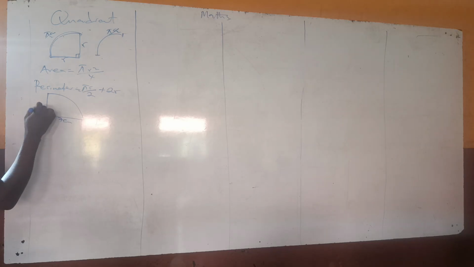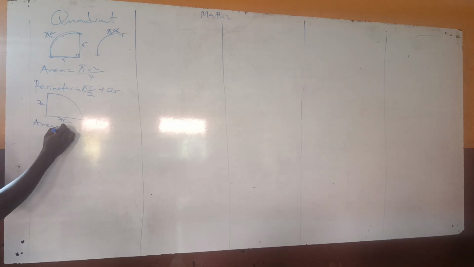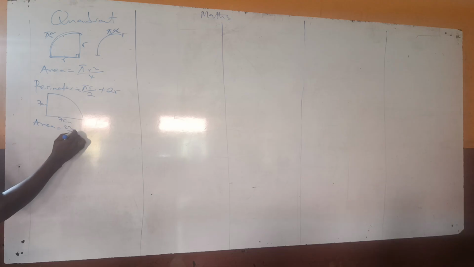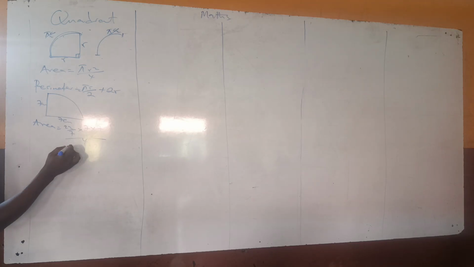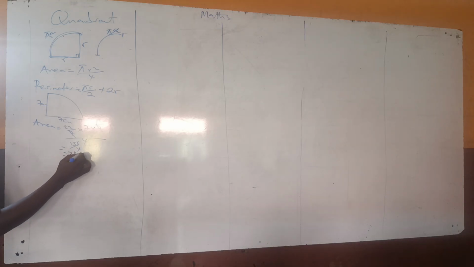radius is 7 centimeter. Find the area and perimeter. You have what? 22 over what? 7 times what? 7 times 7 over what? 4. So you have what? 154 over 4. That's what? 38.5. Am I correct?